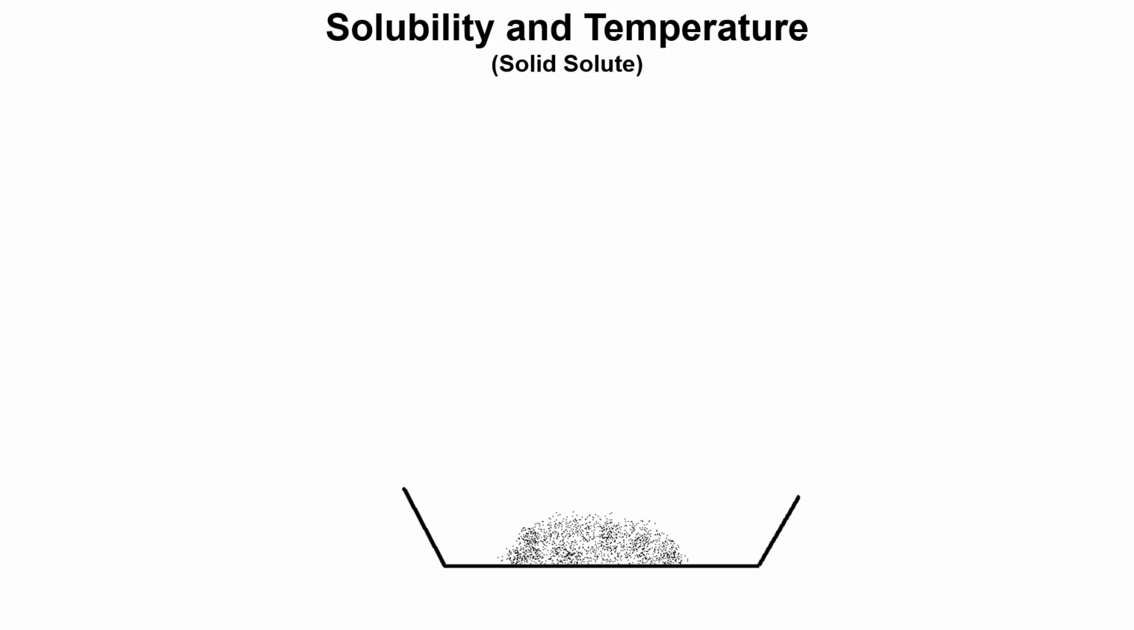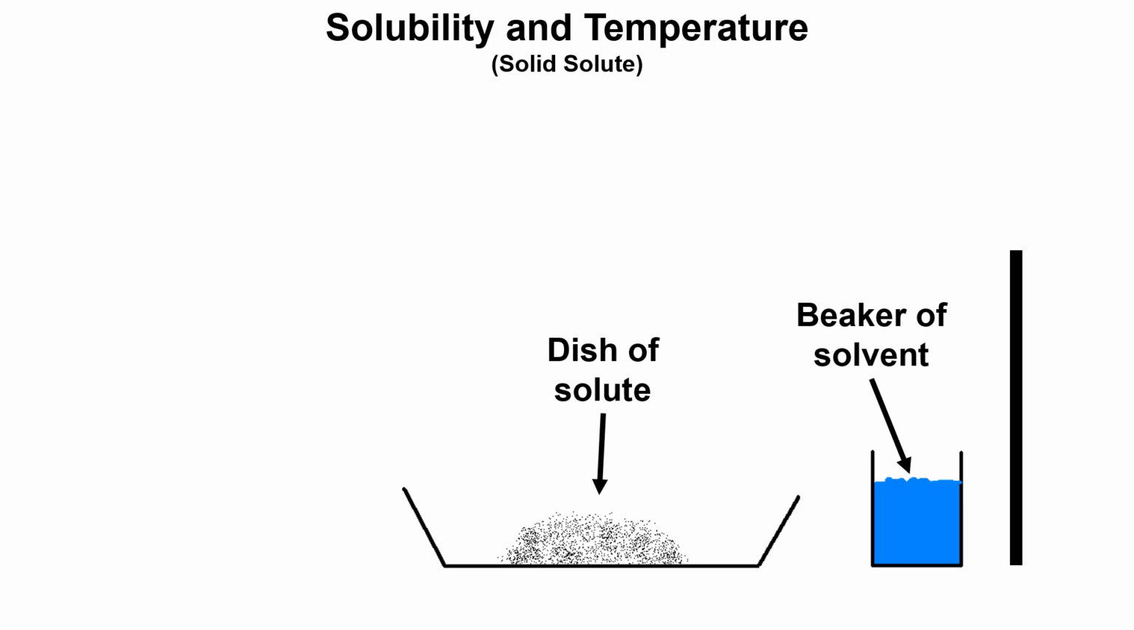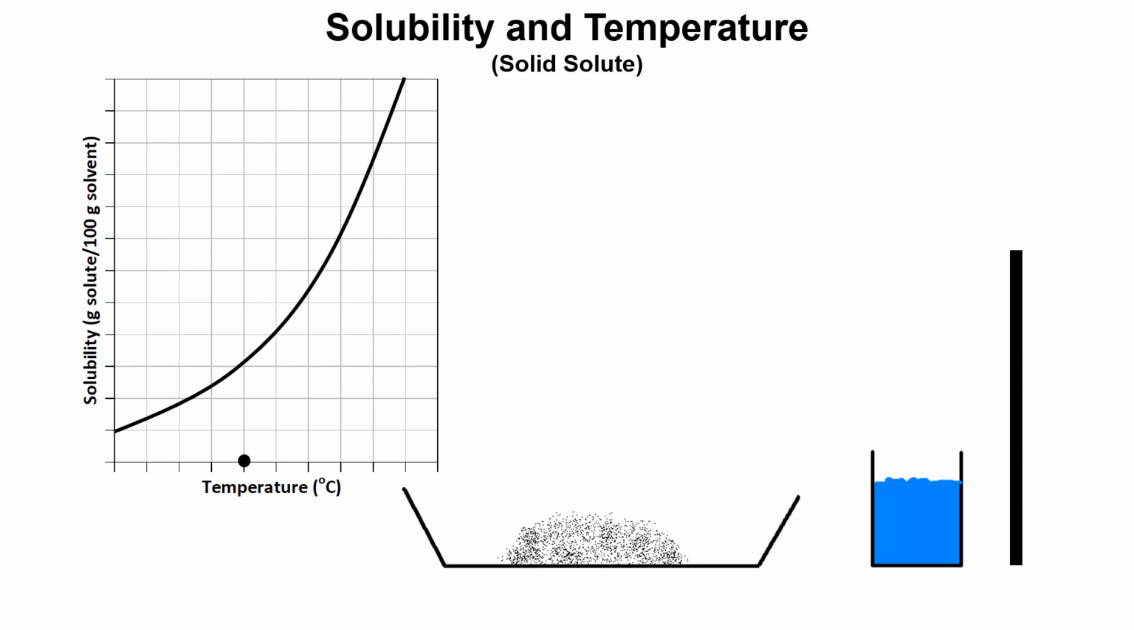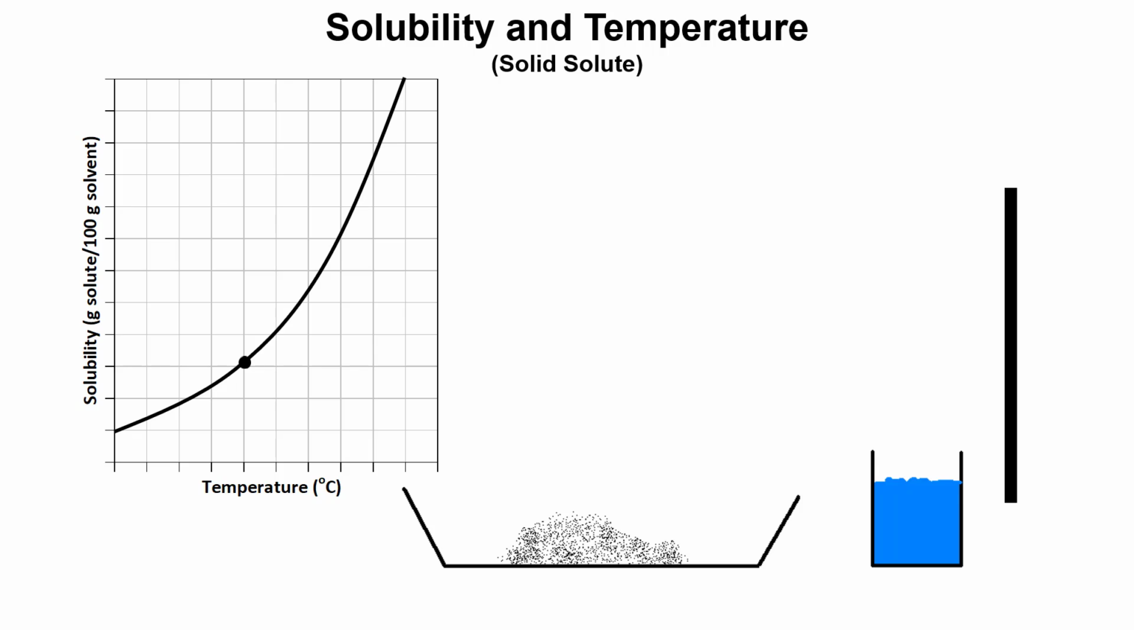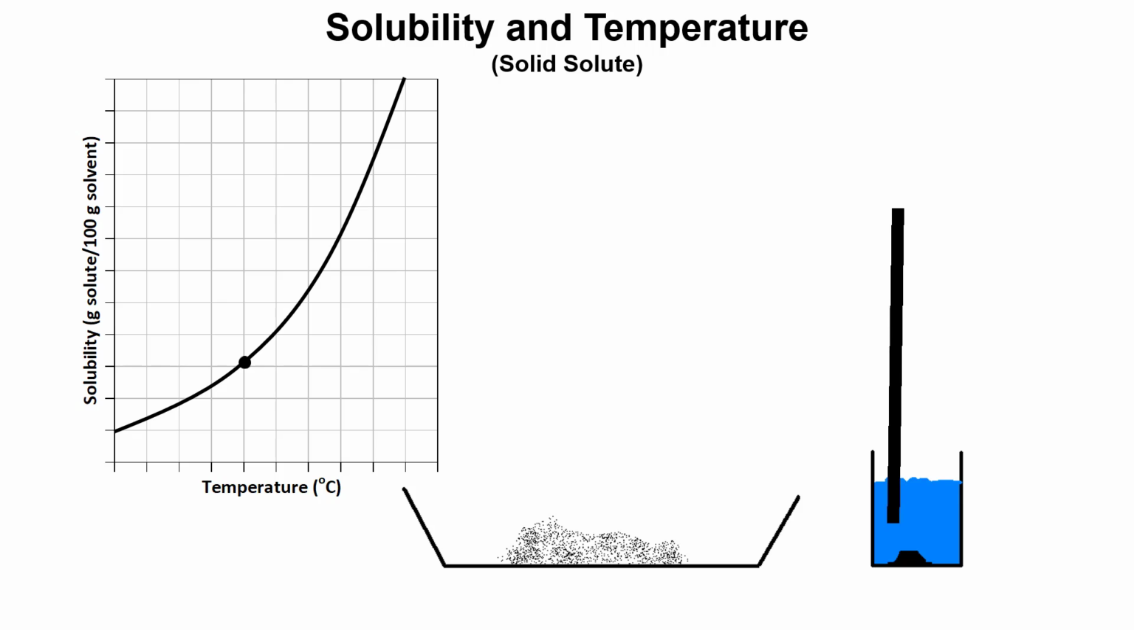So let's say we have a solid solute in a dish, and we have a liquid solvent. We're going to bring up a graph, and we're going to put some of this solute into the solvent, and it settles at the bottom. We're going to give it a stir, and it will dissolve. As it dissolves, it goes up, and we'll make sure that it's saturated. It's right on the line. How do I know it's saturated? Well, let's put some more solute in. It settles out. We give it a stir, and it doesn't dissolve.